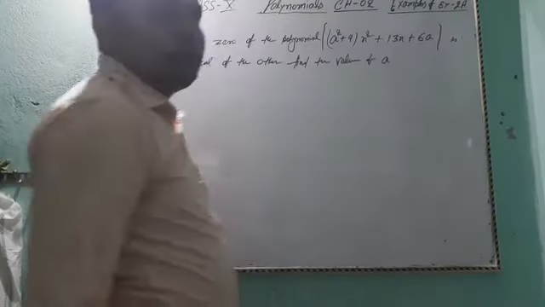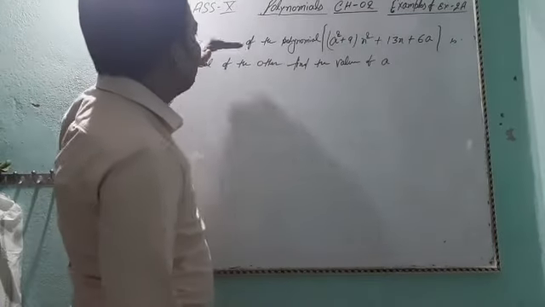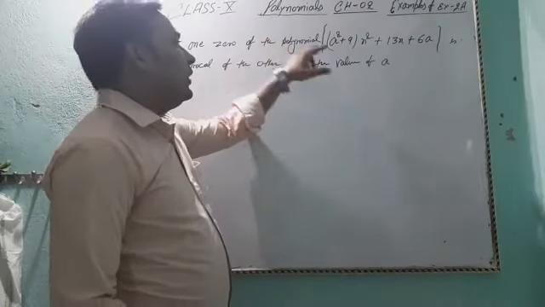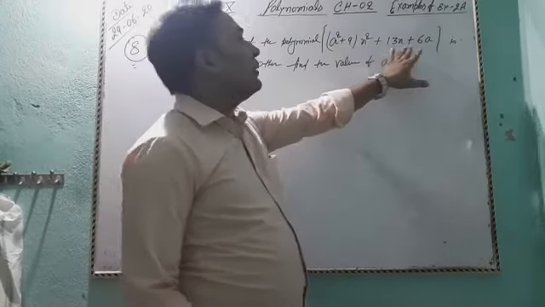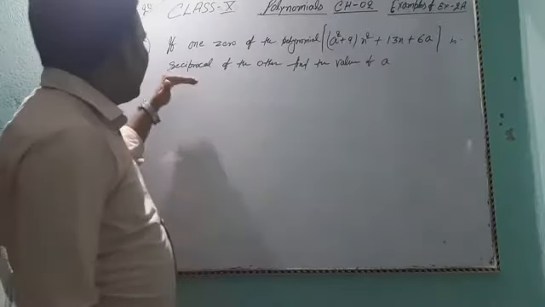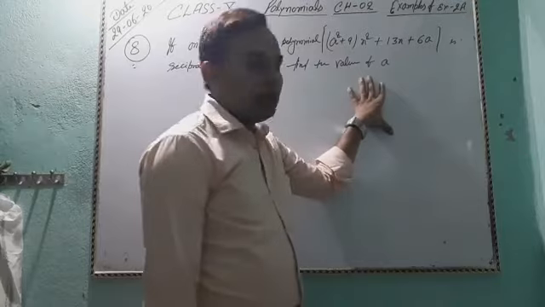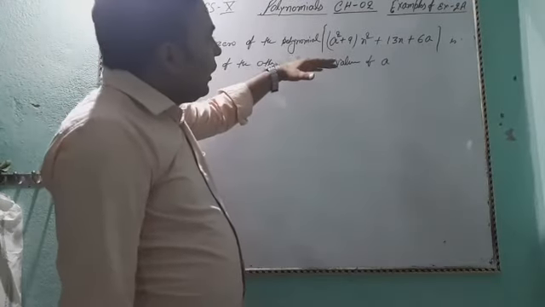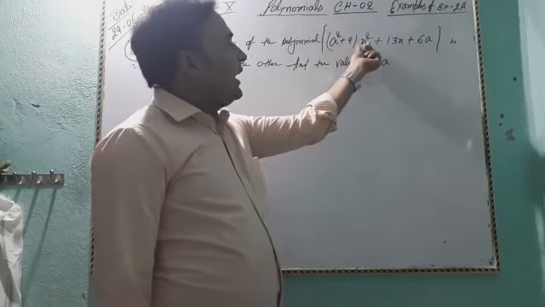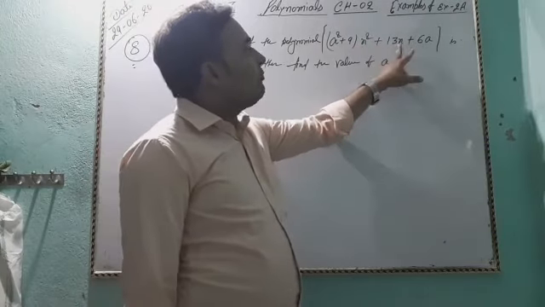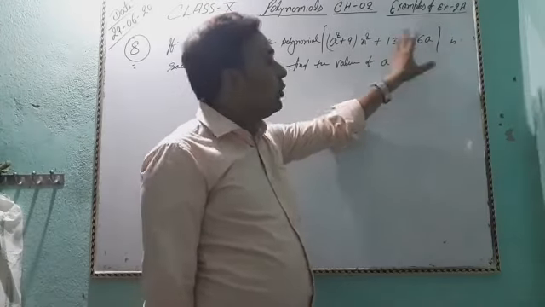Our next example is example number 8. If one zero of the polynomial a square plus 9 x square plus 13x plus 6a is the reciprocal of the other, find the value of a. A square plus 9 is the coefficient of x square, 13 is the coefficient of x and 6a is the constant term of this polynomial.